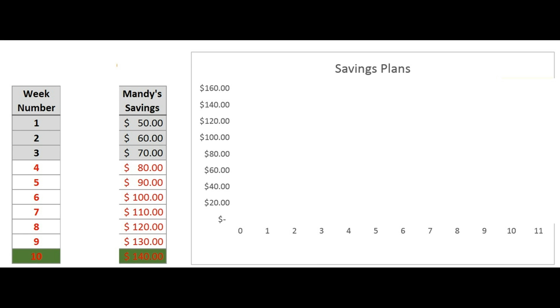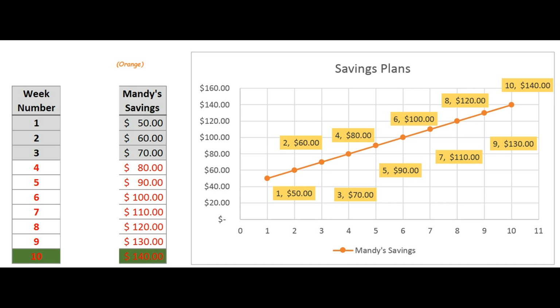All right, so let's look at Mandy's savings. And this time we use the color orange. And along the bottom, just as we did before, we have our weeks, and up the side we have the money that we've saved. This time we started at $50 in week 1, and we ended at $140 in week 10.